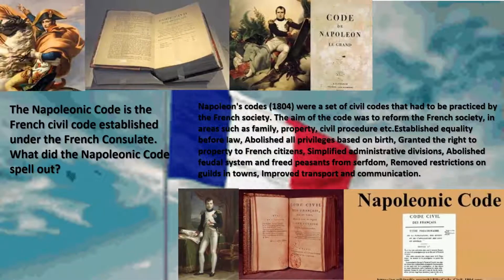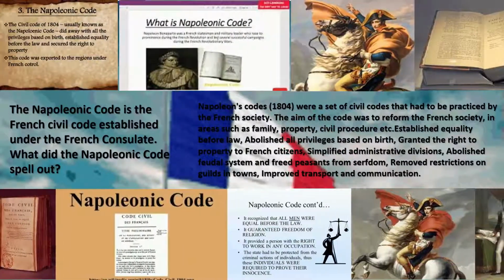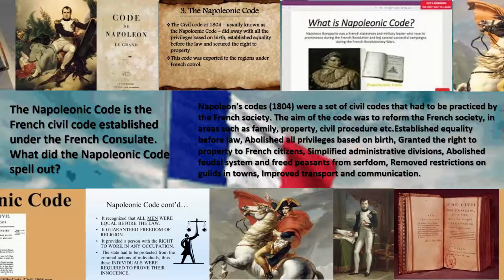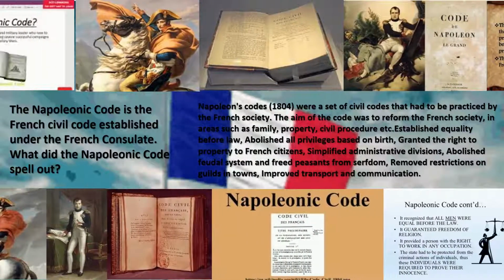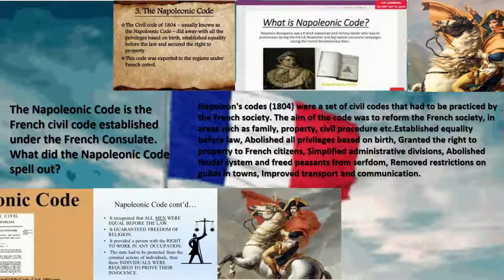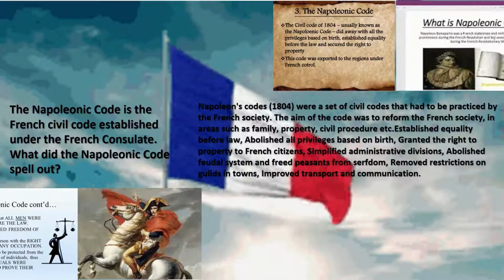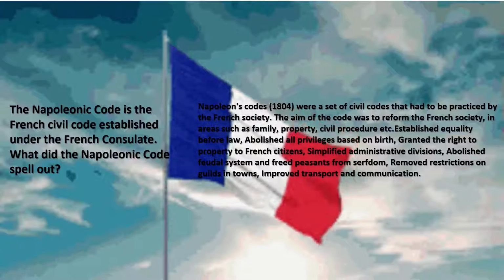It established equality before law, abolished all privileges based on birth, granted the right to property to French citizens, simplified administrative divisions, abolished the feudal system and freed peasants from serfdom, removed restrictions on guilds in towns, and improved transport and communication. These were some of the things spelled out by the Napoleonic Code.